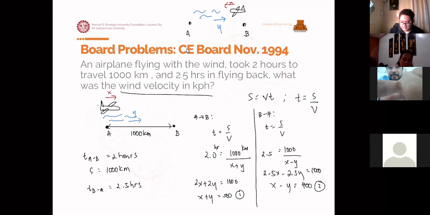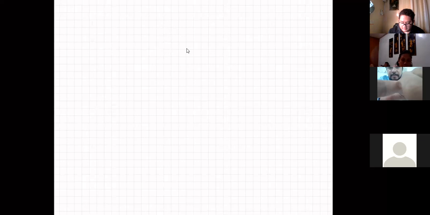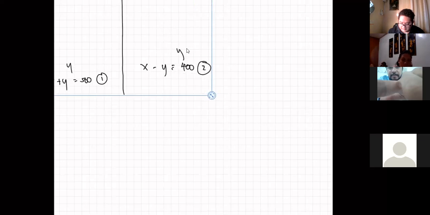Now, let us take equation 1 and equation 2 to solve for the values of x and y. But our concern is the wind velocity, so y is the value we need. Okay? So these are our calculated values.